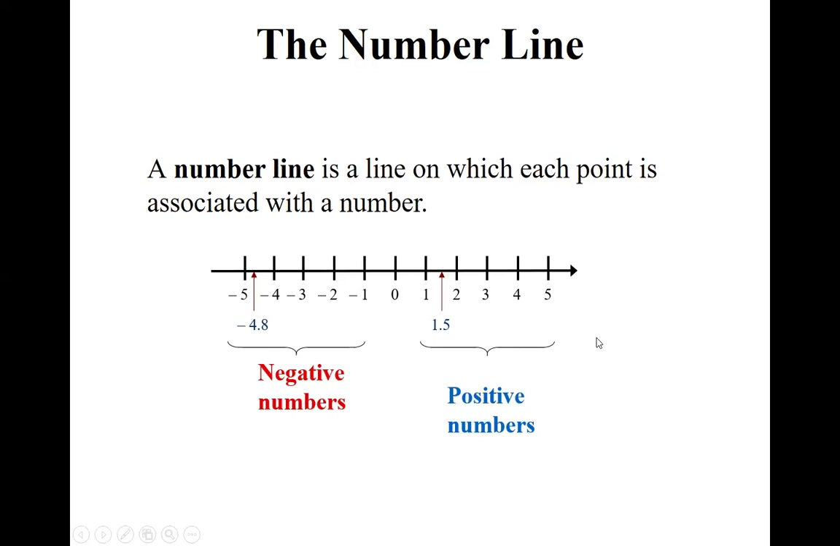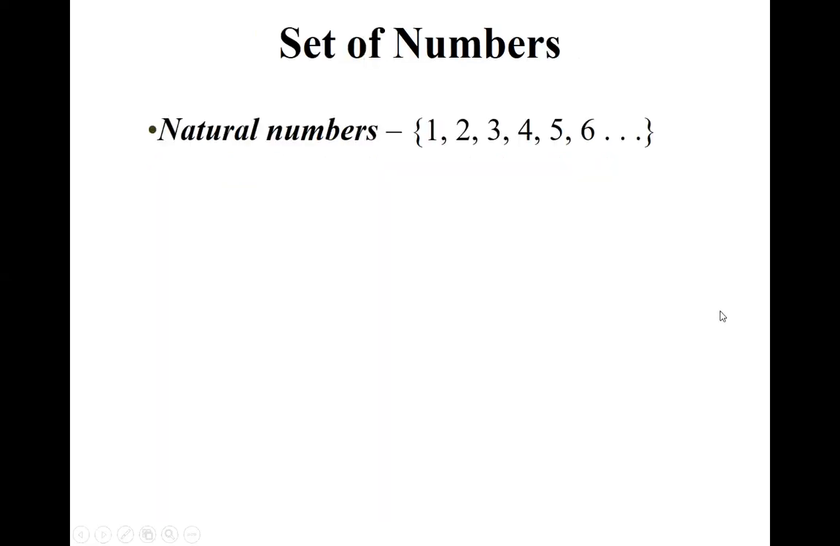But we started talking about infinity and negative infinity and what is a number, what's not a number. Let's start classifying numbers. And the first set of numbers we're going to look at are the natural numbers. These are also called the counting numbers.